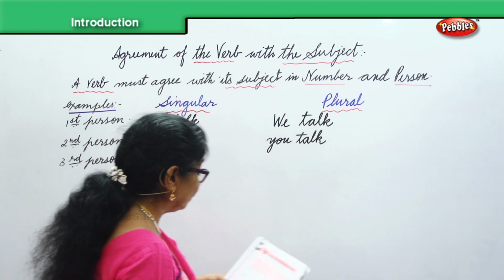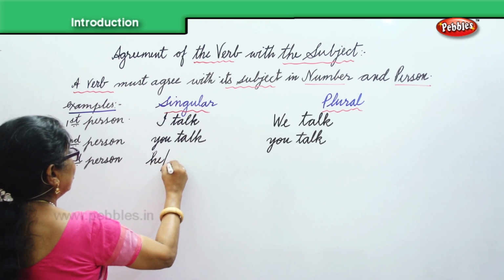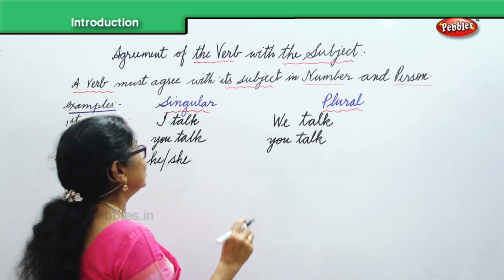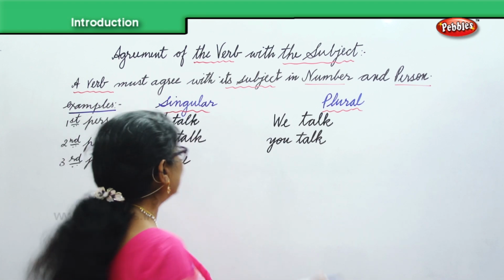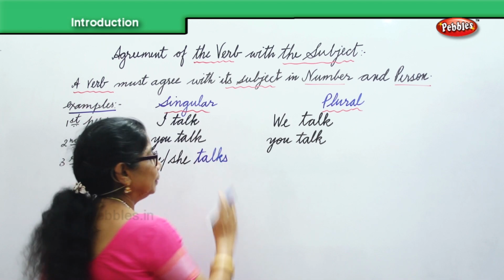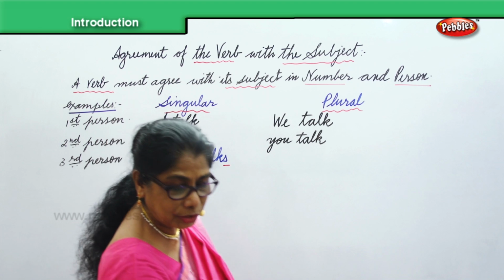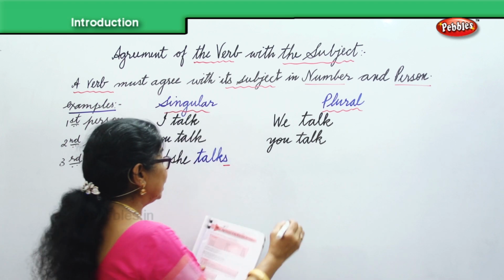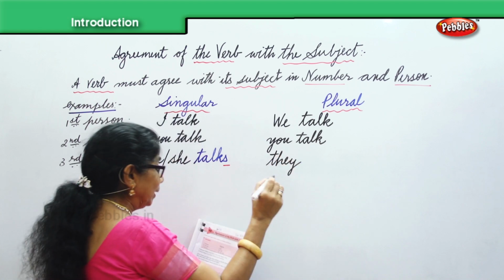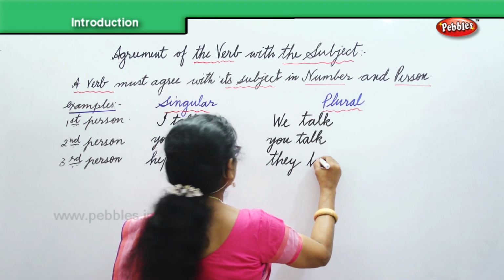But in the third person, supposing you say he or she, here there is a change, and that's what we have to look at. Look at the change: he talks or she talks. That S comes there. Look at the verb change here. And then in the third person, you say the number here is they. There are more than one or two persons, so the number is more. So you say they talk.